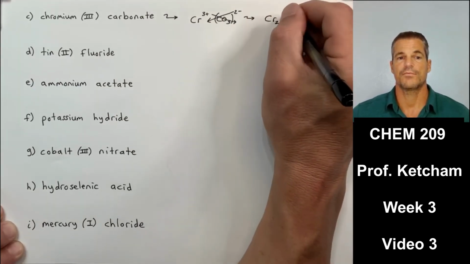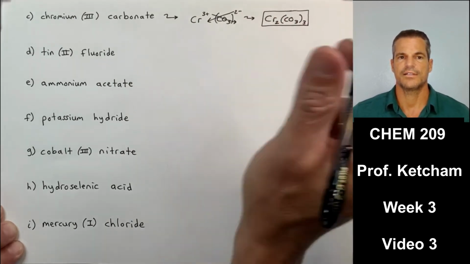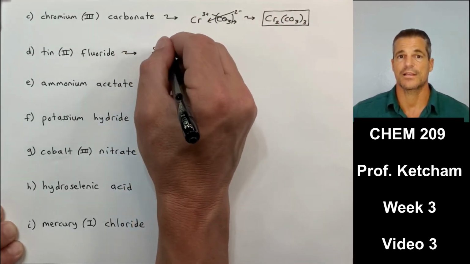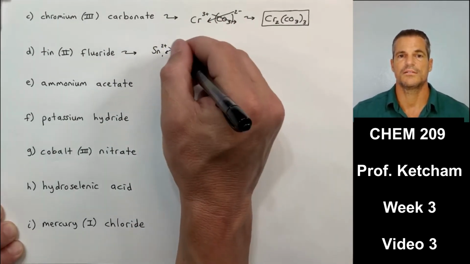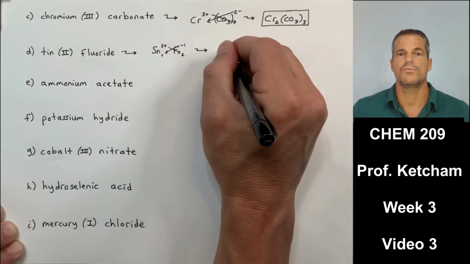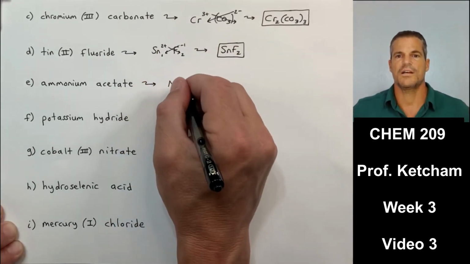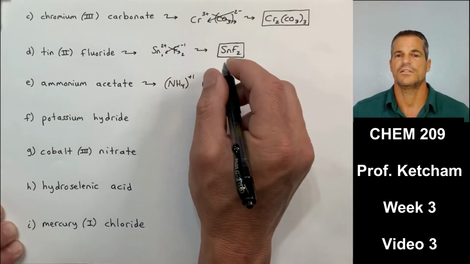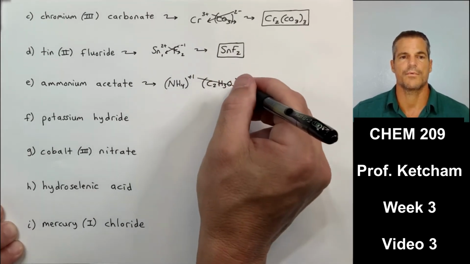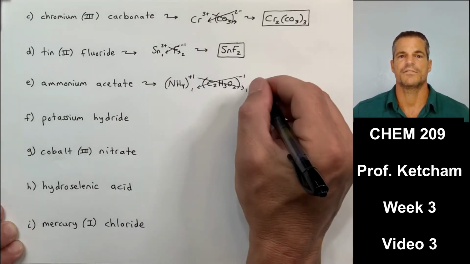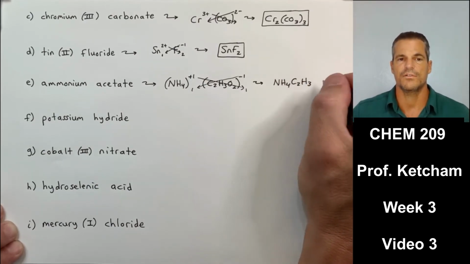Okay, so let's start from the top. Chromium 3 carbonate. I recognize that chromium 3 means this is an ionic compound. Cr3+, carbonate is CO3 with a 2-, that chunk. Cross over the 3 and the 2's, clean it up, we come up with Cr2(CO3)3. Tin 2 fluoride, same thing. We write Sn +2, F is always a -1. Cross them over, come up with SnF2.